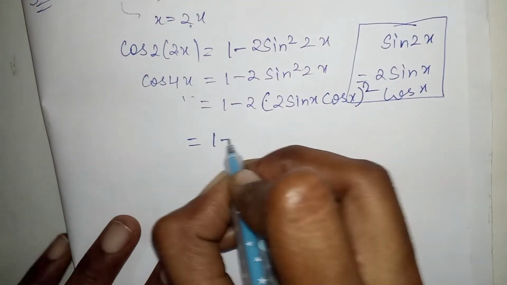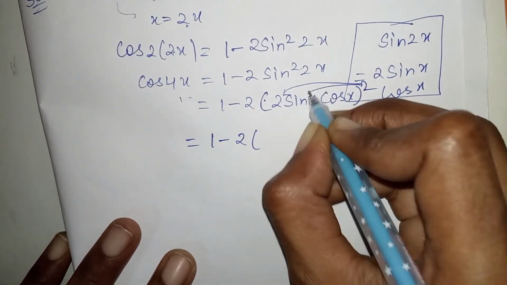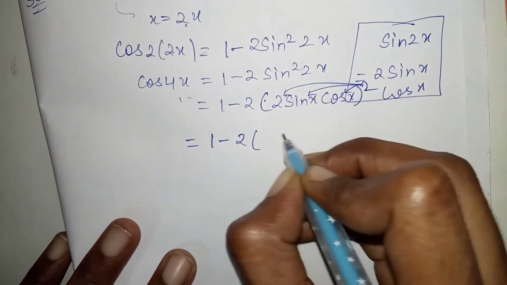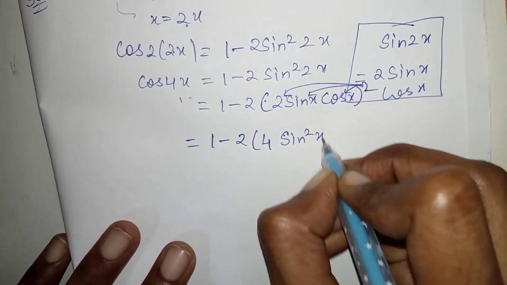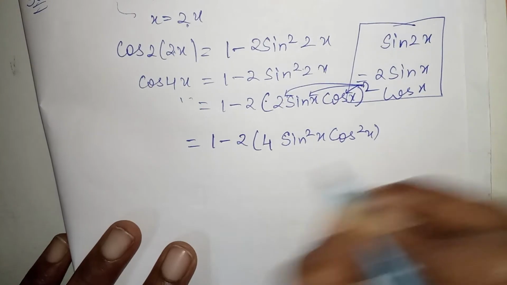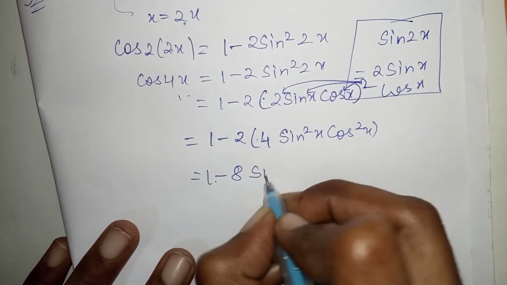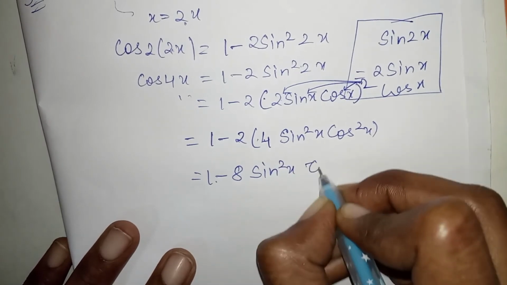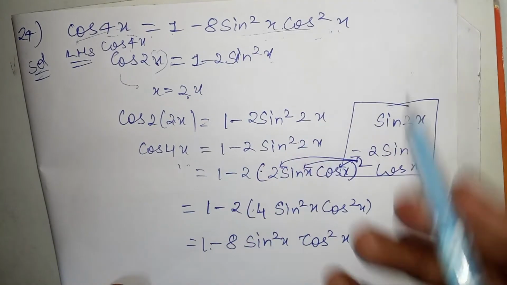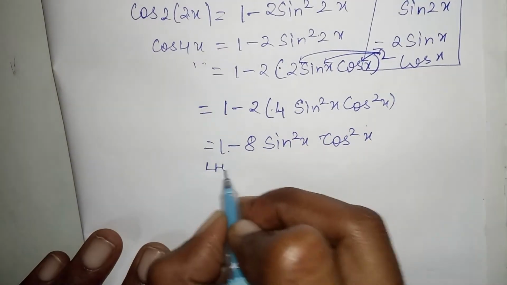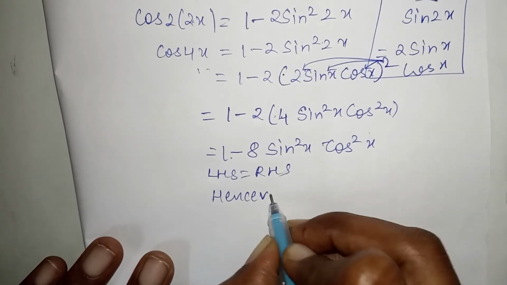So what will happen? 1 minus 2. The square will become 2 here, for this one also. 2 square is 4, so sin square x cos square x. 1 minus into plus is minus, 2 4s are 8 sin square x and again cos square x. So what they have said to prove? It has proved. Left hand side is equal to right hand side. Hence proved.